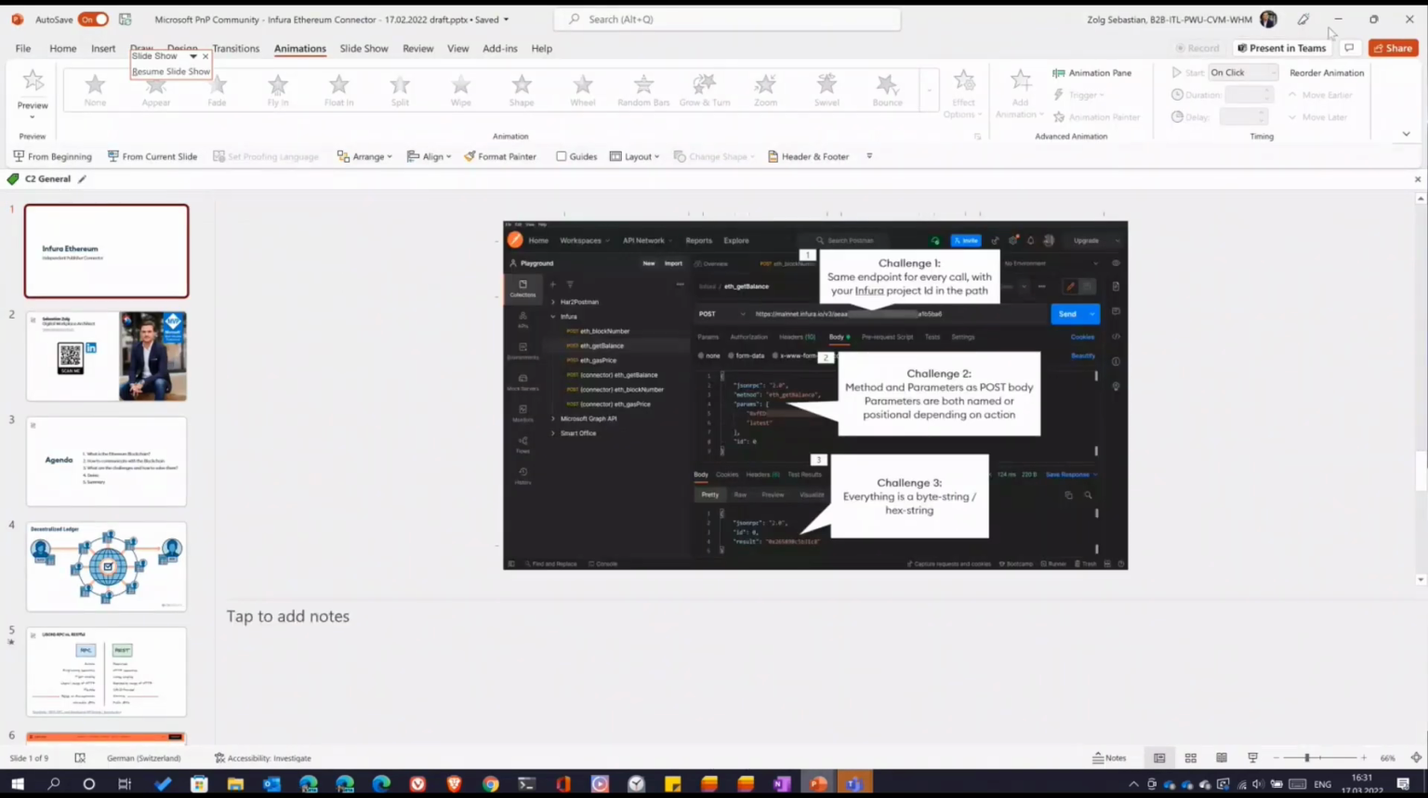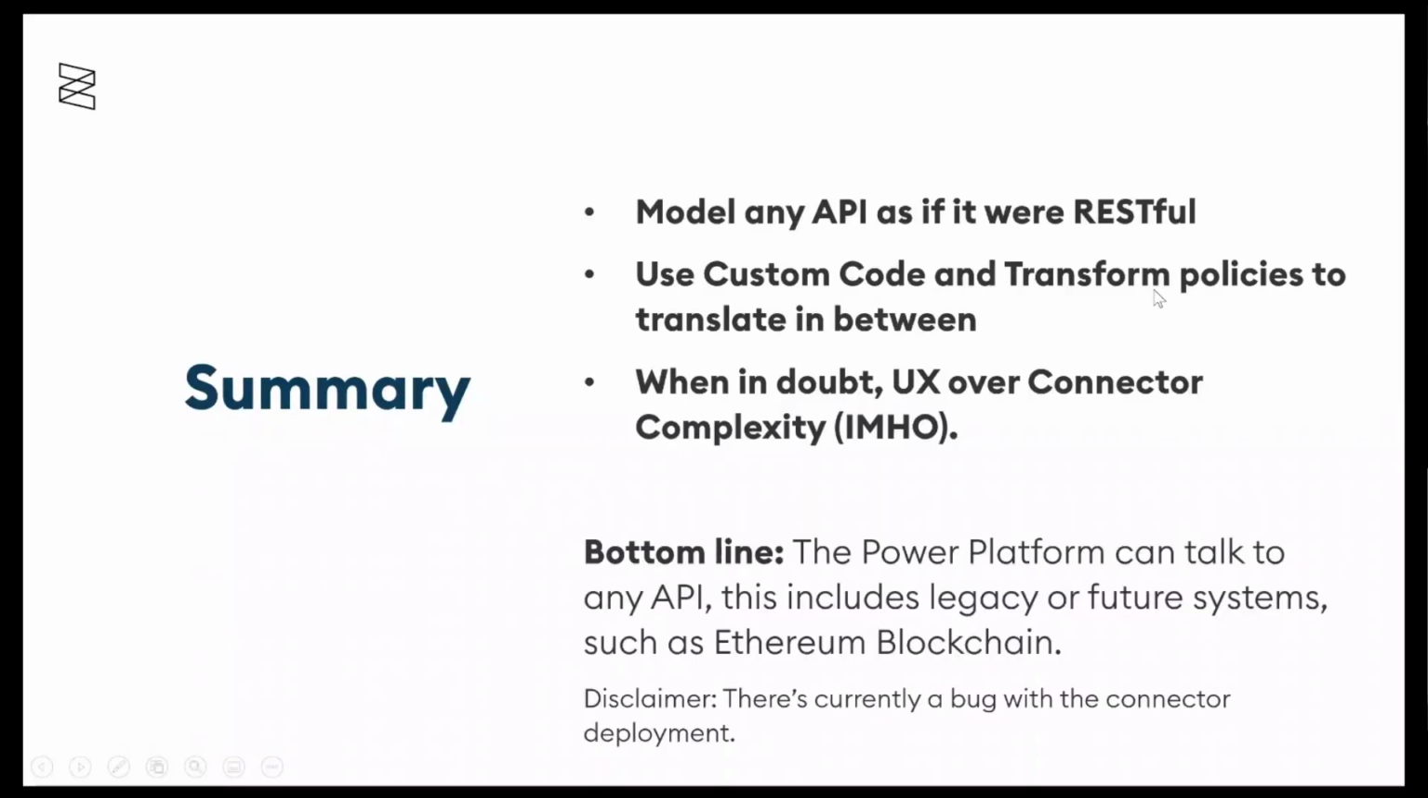So let me quickly jump back to the presentation, a quick summary of my learnings. So basically, model any API as if it were RESTful, regardless if it is RESTful. So you have seen that for the JSON RPC one. Then use custom code and transform policies to translate in between. When you are in doubt, I think UX should come over connector complexity. That's my personal opinion. And my personal learning is, bottom line, the Power Platform can talk to any API. This includes legacy or future systems such as the Ethereum blockchain.